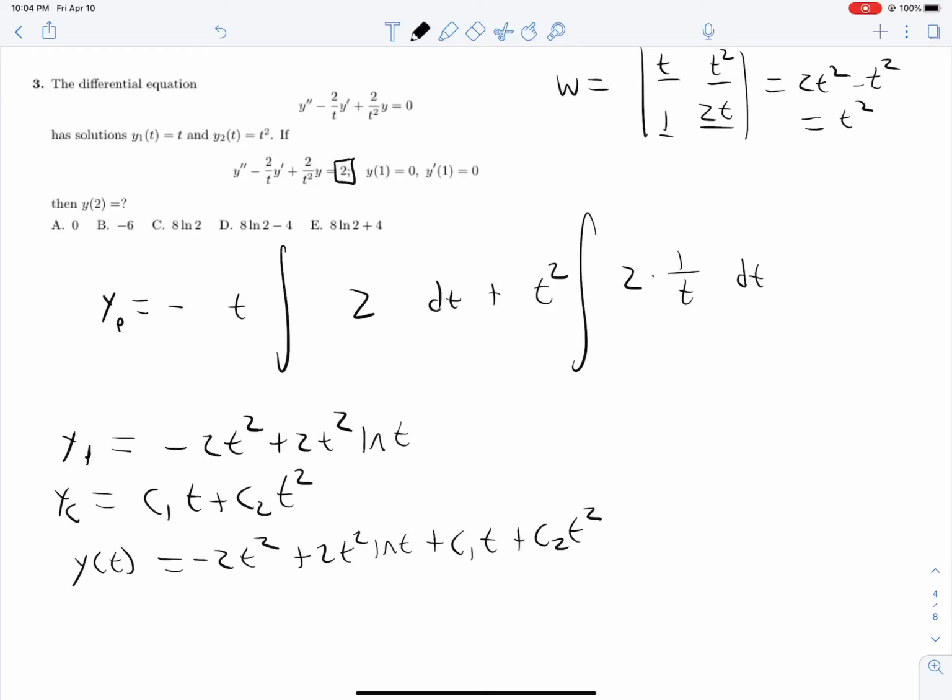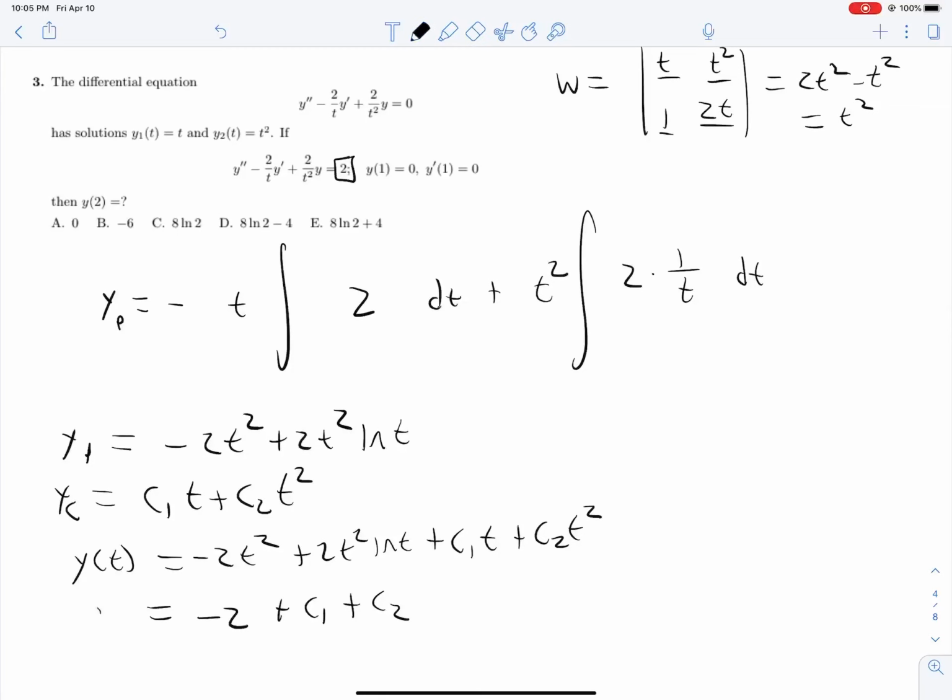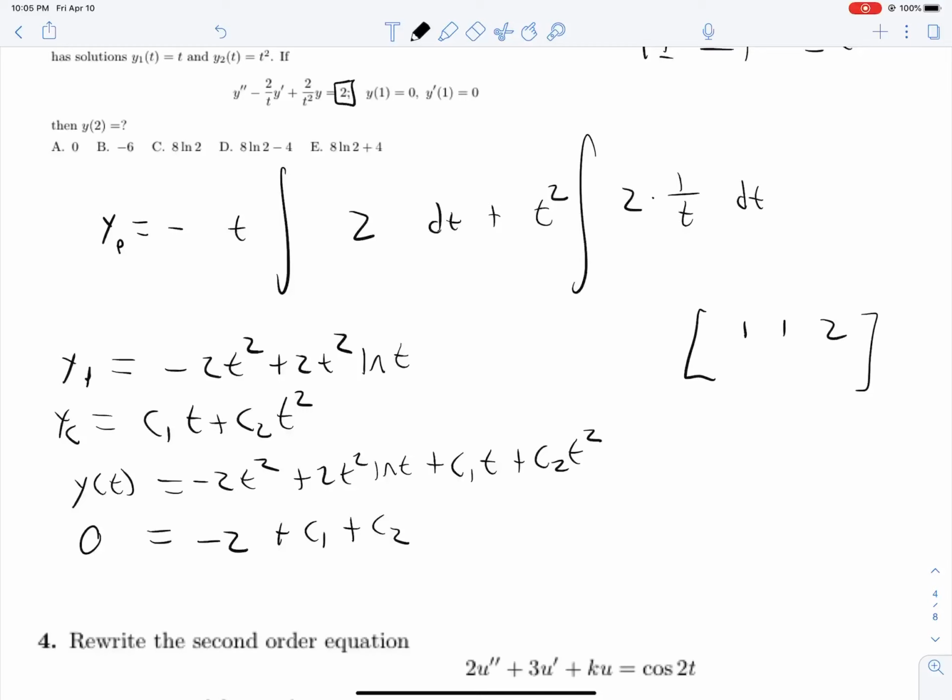So let's do that. We're not solving y of 0, we're solving y at 1. That's going to be negative 2 plus this entire term goes to 0 because ln of 1 is 0, plus c1 plus c2, and this is equal to 0. So we can set up the first line of our augmented matrix as 1, 1, 2, because we have to move that negative 2 over to the other side.